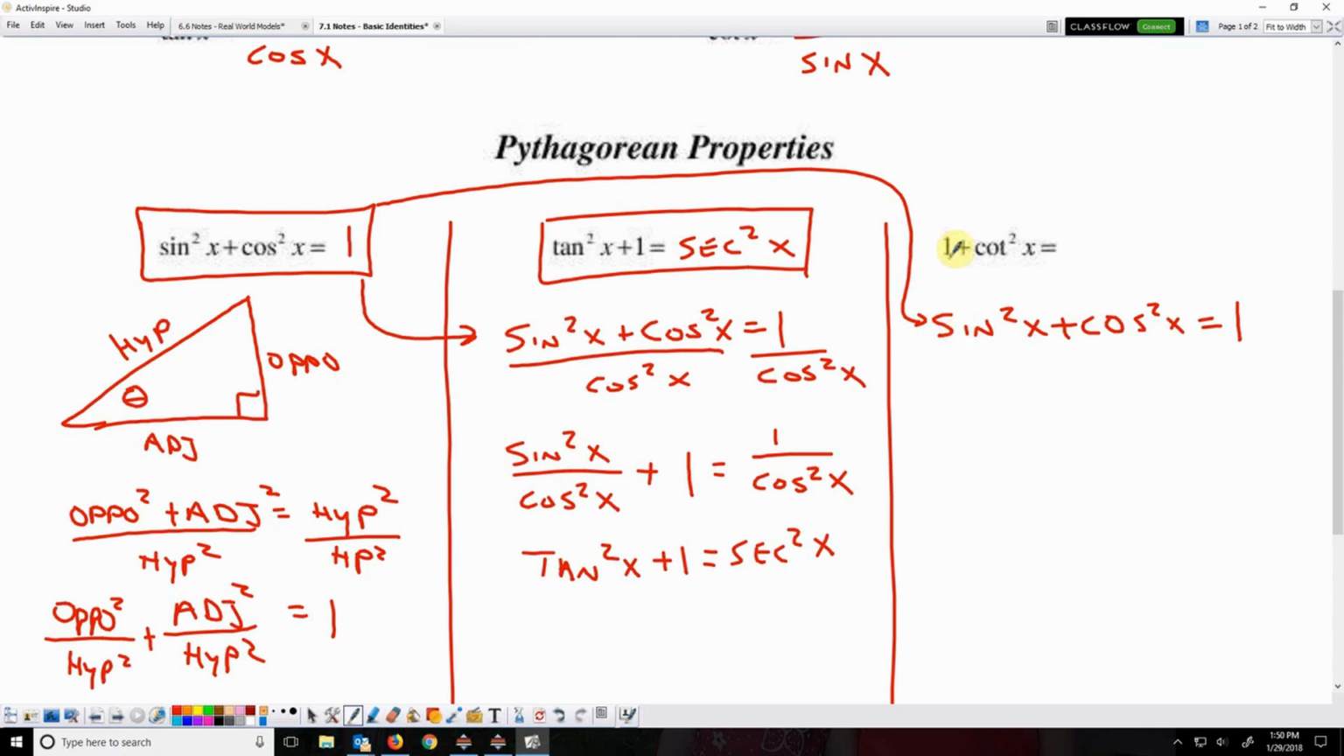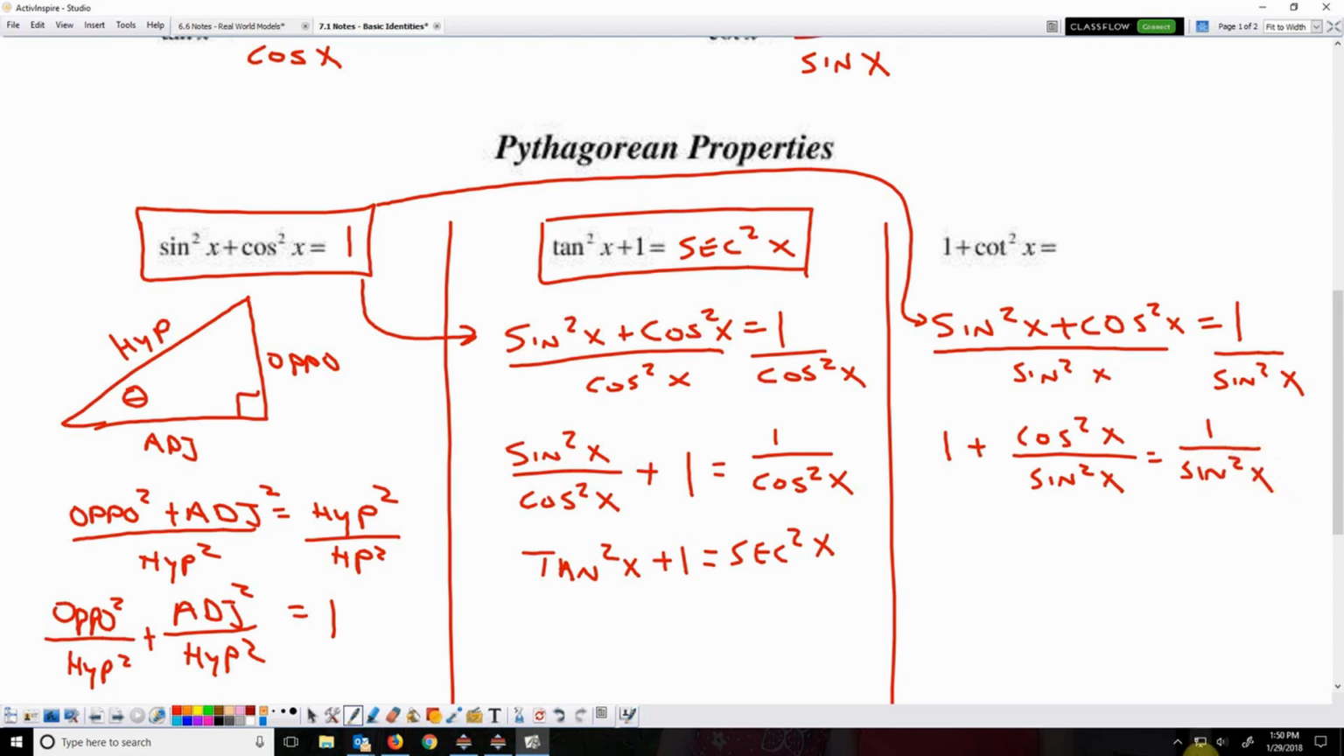So if we want this to be a 1, we're going to have to divide both sides by sine squared x. Sine squared x over sine squared x is 1, plus cosine squared x over sine squared x equals 1 over sine squared x. So we've divided everything by sine squared x to get that 1 here.